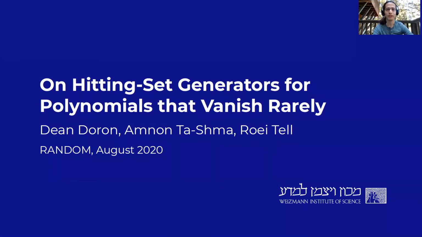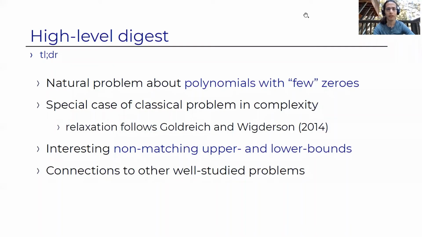My name is Ro'i, and this talk is titled "On hitting set generators for polynomials that vanish rarely." It's based on joint work with Dean Doron from Stanford and with Amnon Ta-Shma from Tel Aviv. At a high level, what we are going to talk about is the following.